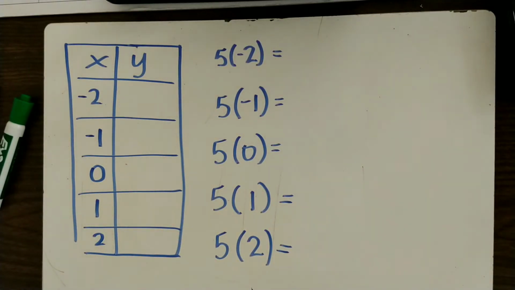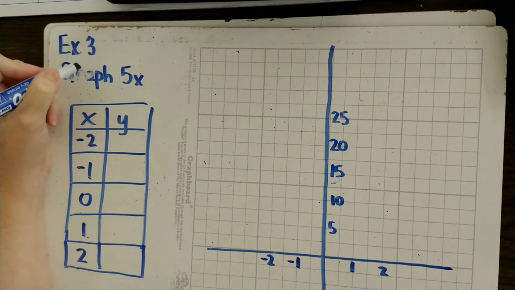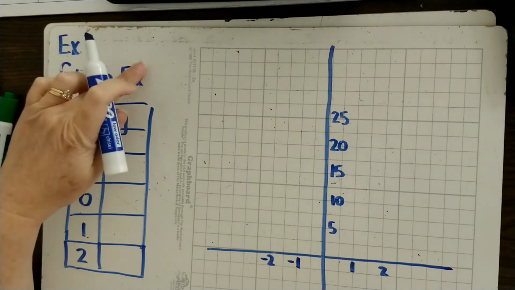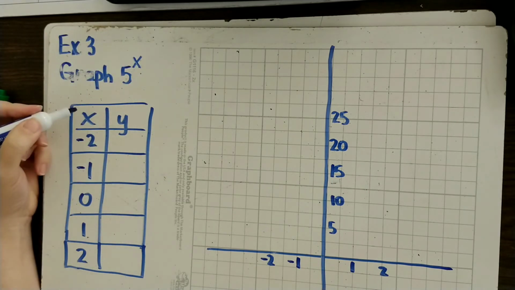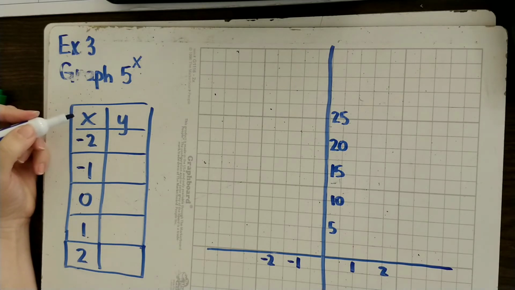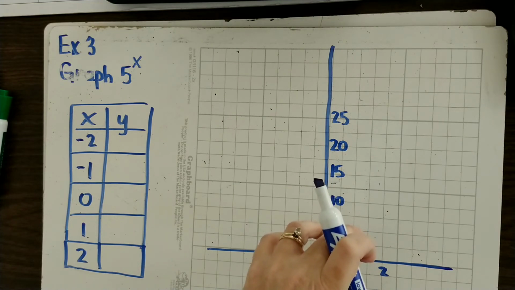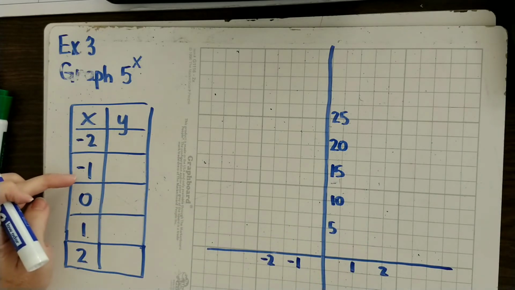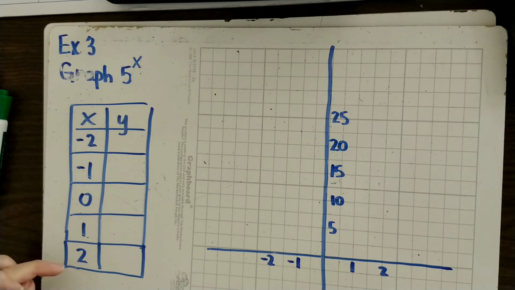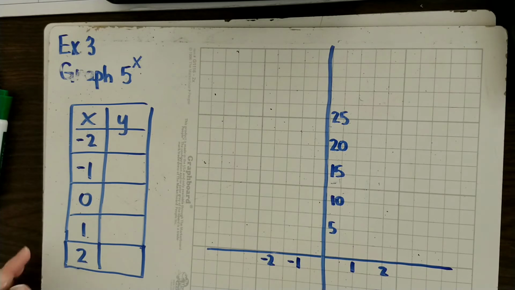All right, now let's go on to example 3. On example 3, it wants us to graph 5 to the x power. First thing you're going to do is make a table. And we've talked about when you make a table to graph, you want to focus on what's in the middle of your graph. And a good way to do that is to choose x values such as -2, -1, 0, 1, and 2, and then see what you get for the y values, and then graph your points.